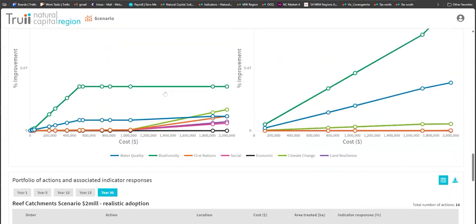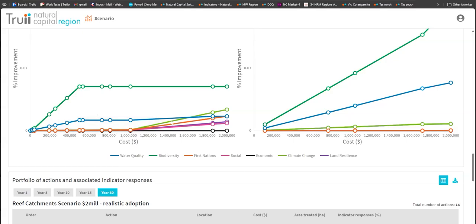Now, here's a good example of where you could use this cost abatement curve. So in this example, you can see for something like, so that's biodiversity. Let's have a look at water quality. So you can see from these series of actions, once we spend about $500,000, you're not getting much improvement in water quality and biodiversity. So you might then start thinking about investing in other things, that these activities mightn't give you the best return on investment.